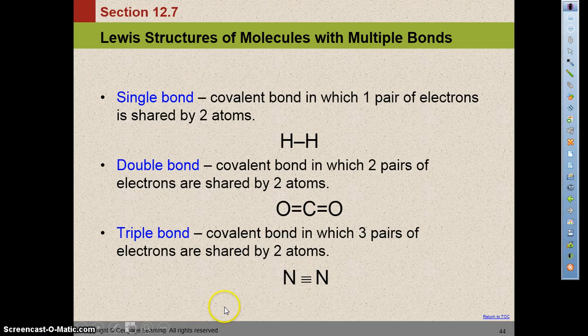From previous experience, you already know that there are single bonds, double bonds, and triple bonds. And we need some shorthand notation to make sure you understand what those are going to look like when it comes to Lewis structures. So a covalent bond where 1 pair of electrons is shared is a single bond. A covalent bond where 2 pairs are shared by 2 atoms is a double bond. So this is a double bond between carbon and oxygen. A triple bond is a covalent bond in which 3 pairs of electrons are shared by 2 atoms. So there are 2, 4, 6 electrons accounted for here in this structure.